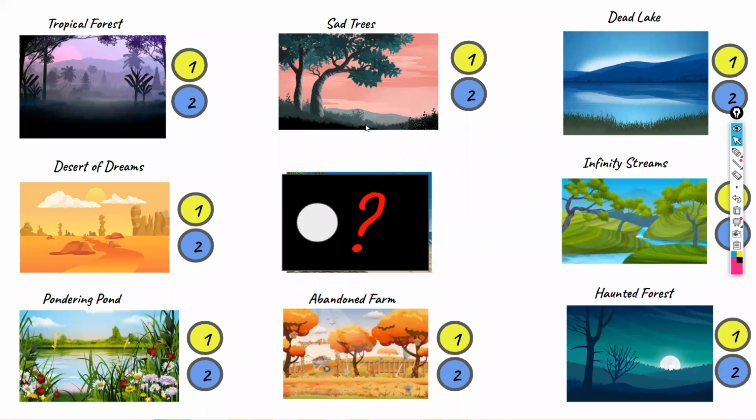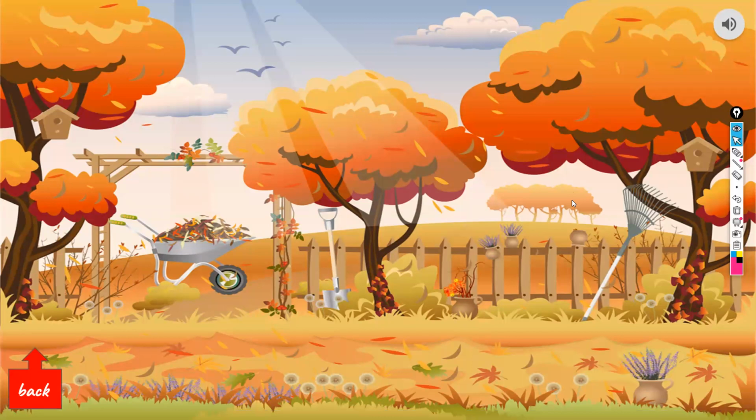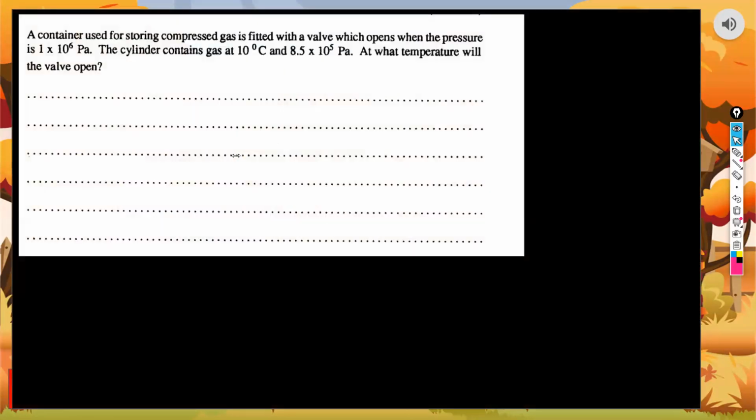That was the go ahead, I'm losing my speech here. Pondering pond. I don't think we went to the abandoned farm yet, right? Oh, we didn't go to the haunted forest yet? Now we went to the haunted forest last week. We didn't go to the abandoned farm yet. So let's go to the abandoned farm. And after we'll go to the sad trees. Ooh. A question on pressure, gases.